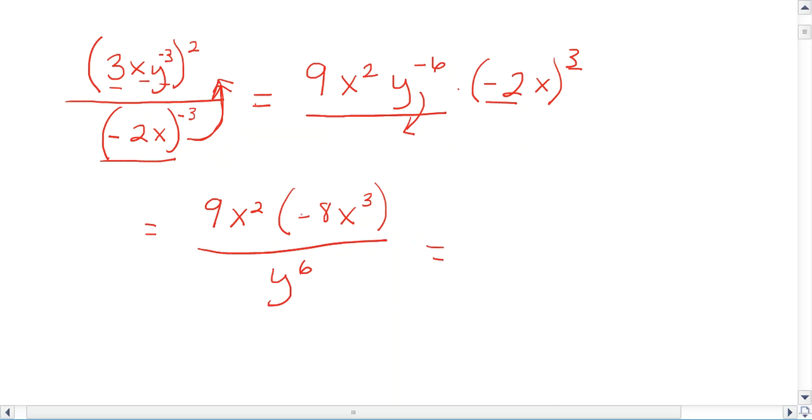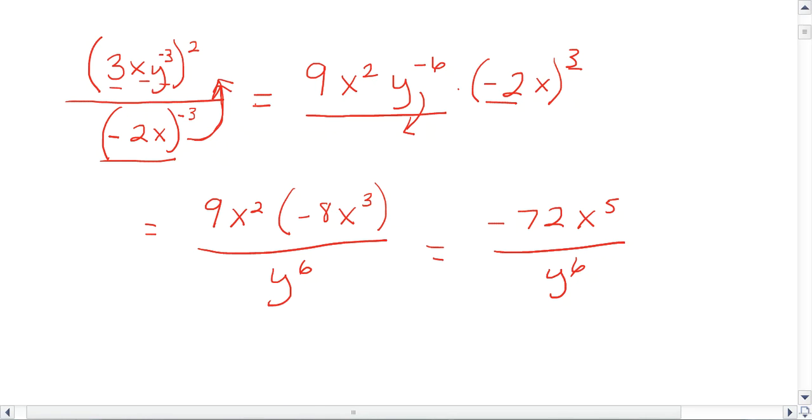So the last step here, I can do some multiplying. Negative 72, and then x squared times x to the 3rd is x to the 5th. And I still have my y to the 6th in the denominator. I hope that's enough of a refresher for problems 9 to 14.